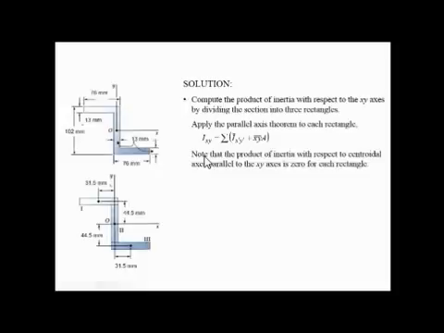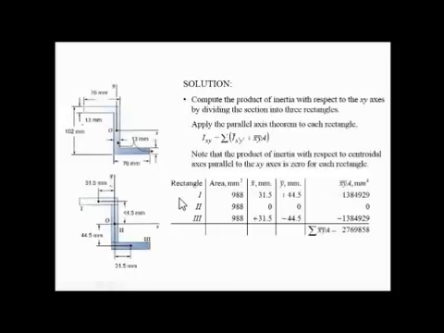So Ixy will be the summation of all the Ix'y' plus x bar y bar into A. This is the product of inertia. Now note that this product of inertia with respect to the centroidal axis parallel to the xy axis is 0 for each rectangle. That means the product of inertia with respect to the centroidal axis, which will be parallel to this xy axis, will be 0 for each of these rectangles, and it's obvious.